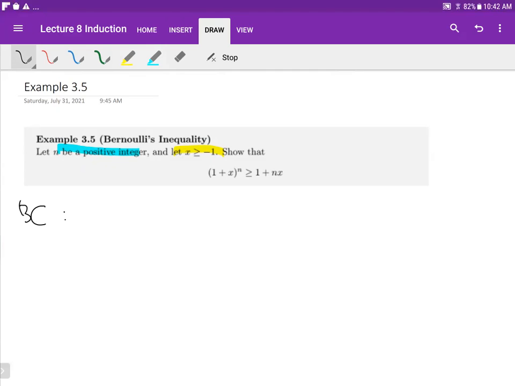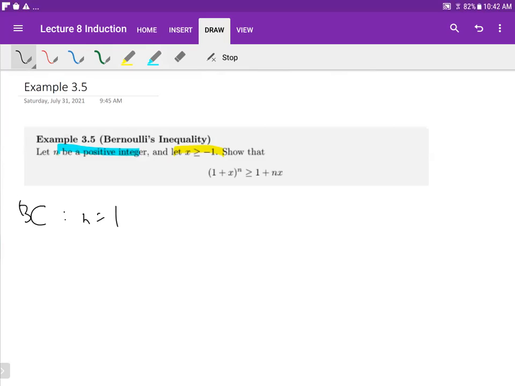So the base case here would be n equals 1, because it's positive integers, not non-negative integers. Well, if you notice, n equals 0 works as well, because the left-hand side would be 1, since any number raised to the 0th power is 1, and the right-hand side would also be equal to 1. That's just a side note, but we have the base case that n is equal to 1.